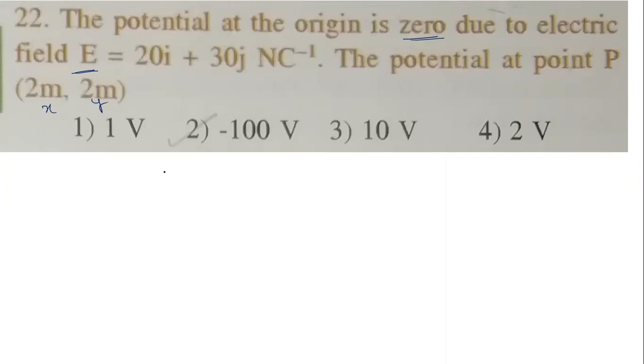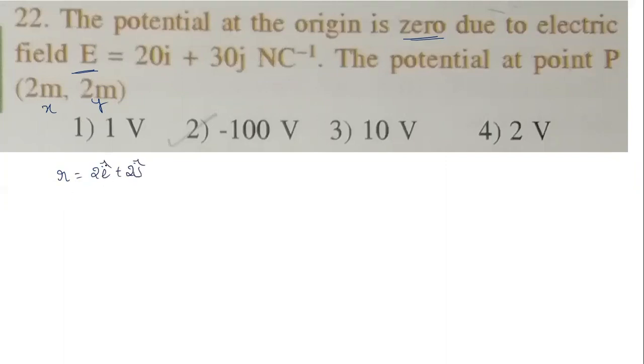Okay, the electric field is given to us, and we need to find this one. Can you find the position vector now? If you find the position vector, it will be easy, right? So let us look at the position vector. The position vector is R equal to 2 i cap plus 2 j cap.